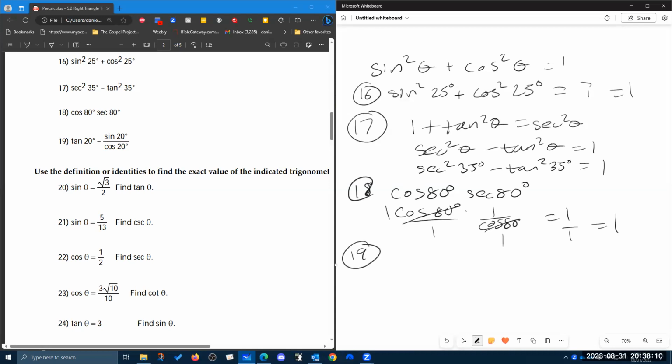Number 19, we're going to use a quotient identity: tangent of 20 degrees minus sine of 20 degrees over cosine of 20 degrees. Sine over cosine is tangent. And tangent minus tangent is 0.